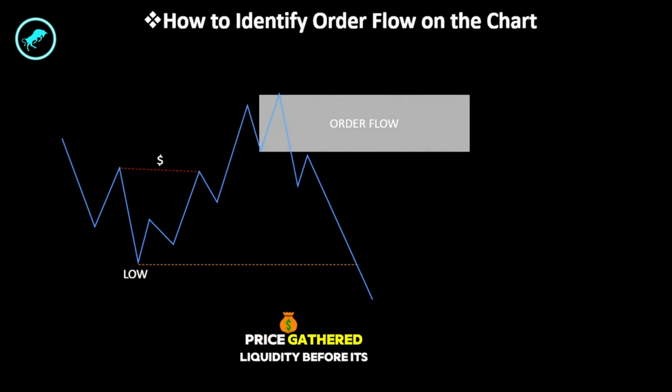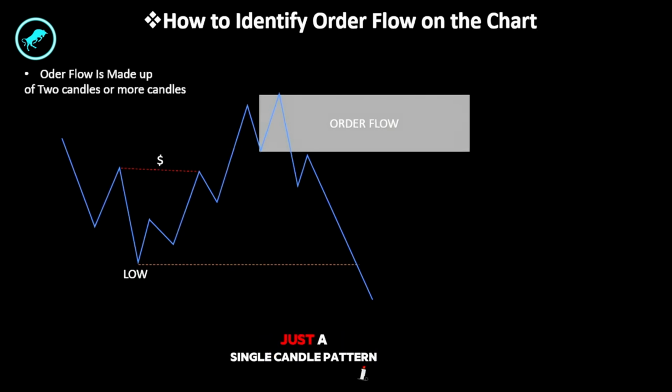The zone where the price gathered liquidity before its sharp drop is what we refer to as a bearish order flow zone. This represents the last buying activity before the price moved lower, indicating a strong presence of sellers in that area. It's important to note that an order flow zone is not just a single candle pattern. It's typically made up of at least two candles that show a clear transition from buying to selling or vice versa. Within this broader zone, there is often an order block, which is a more specific area where a large volume of orders was executed. However, the order block itself is just a part of the larger order flow zone and should be analyzed in that context.